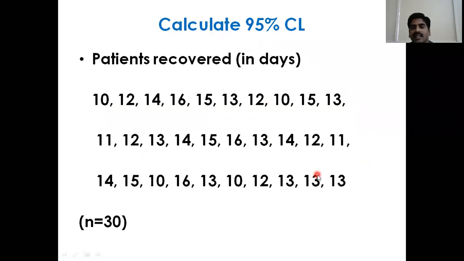These are the 30 individual observations. Patients recovered from a particular disease. The first patient recovered in 10 days, and second patient 12 days, and so on. And the 30th patient recovered in 13 days, the last one. So you have to calculate 95% confidence limits.